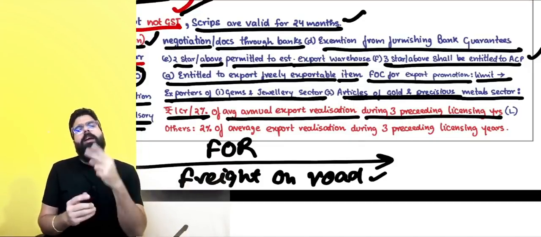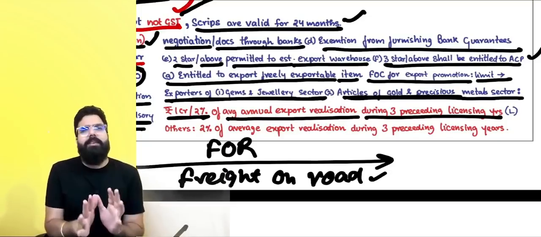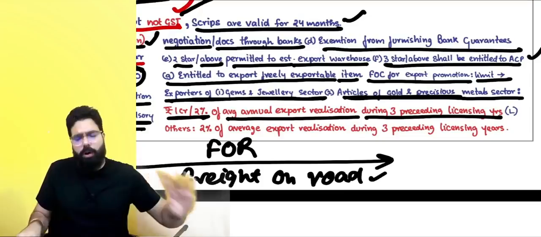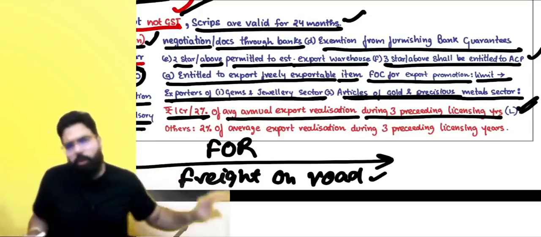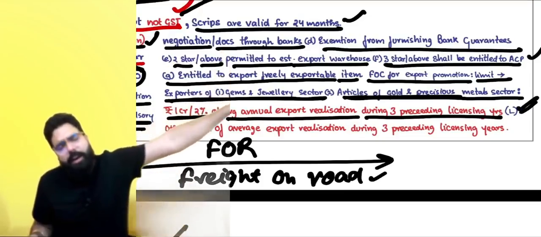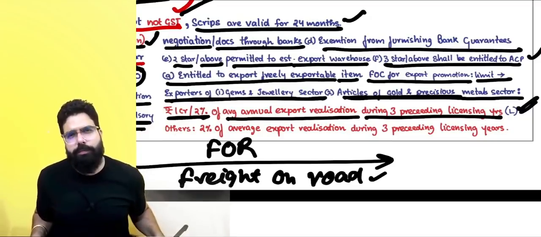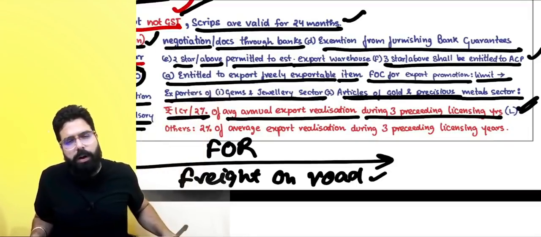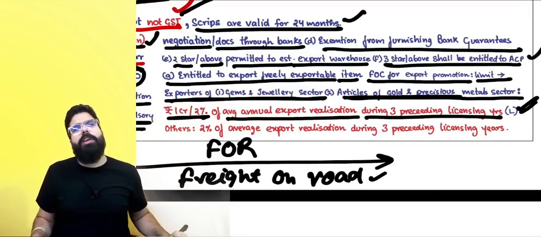So they are telling 2% of the average realization of the last 3 preceding financial years, or 1 crore, whichever is lower, that much you can go ahead and send samples outside India. So if I am a jeweler, then we can go ahead and send, and I am a status holder, then I can go ahead and export samples free of cost.